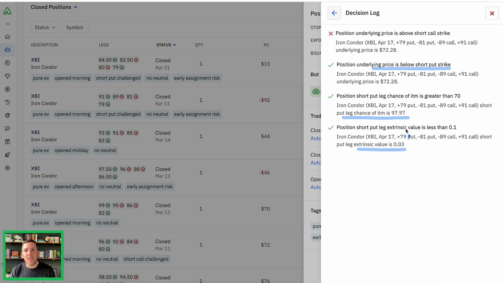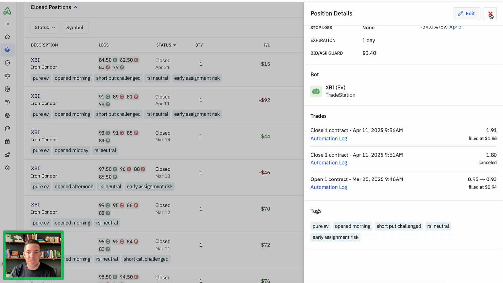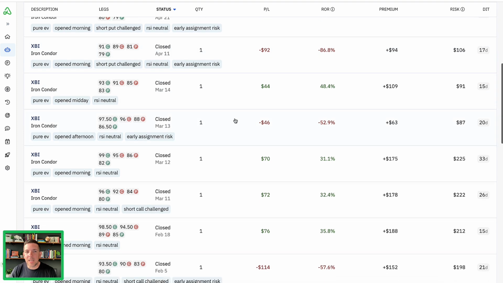These are things that are really, really easy to look at now, because now you can see, yeah, of course this thing was going to be assigned at some point. We're just running up against the clock. But now with this automation, I can check all of these things and then remove the position, remove the risk, and carry on.